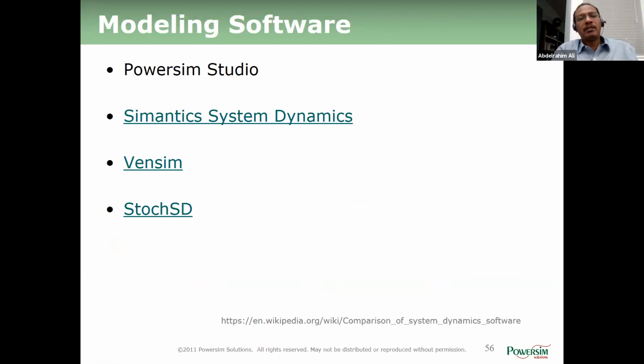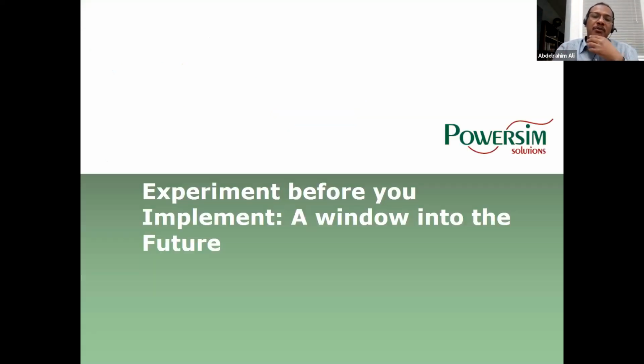There are different models and different software to do the modeling. Powersim Studio has software to do it. Semantic System Dynamics, Vensim, Stochastic. If you search the internet, you can find many simulation softwares. Each one of them has pros and cons, and familiarity with it is the most important thing.